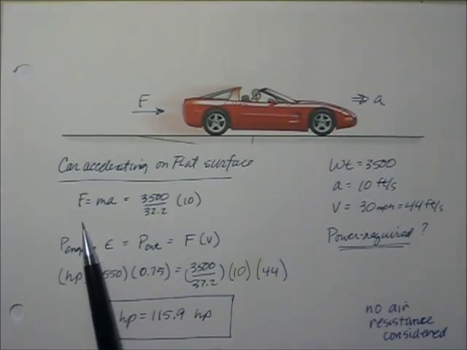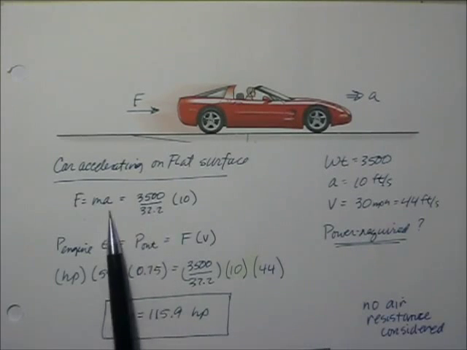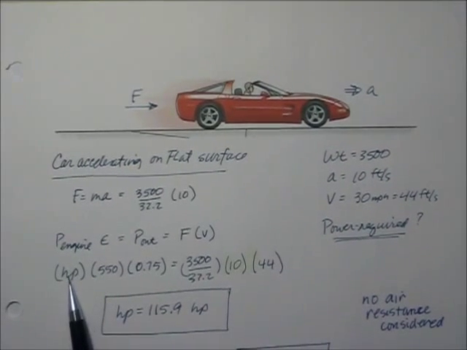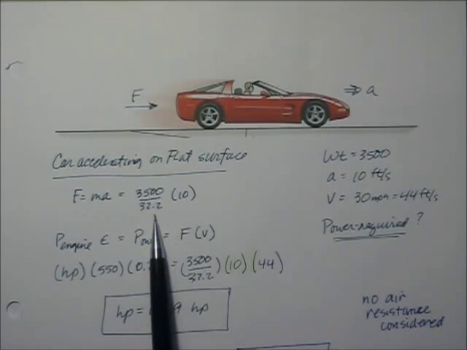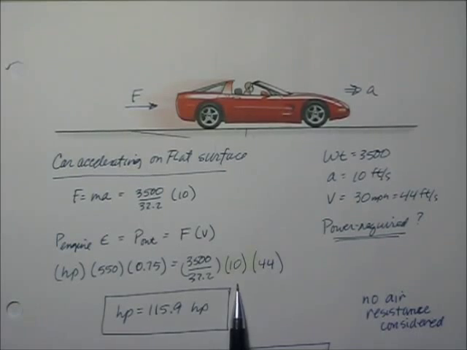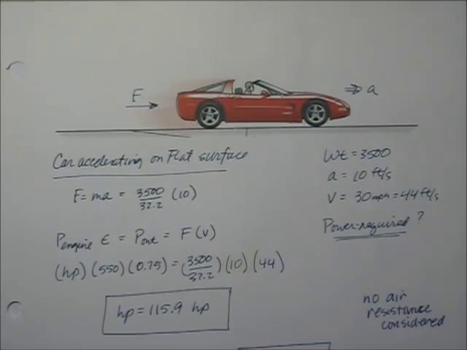Okay, so again, force is equal to mass times acceleration. Well, the mass is 3,500 over 32.2. The acceleration I asked for was 10. So what is coming out of my engine then? I've got my engine horsepower, times my conversion factor into foot-pounds per second, times my efficiency, and I get my power out required, which is force times velocity. So the force I need is from my mass times acceleration, and then the velocity I'm looking for is 44. And so it takes 115, 116 horsepower to accelerate on a flat surface.